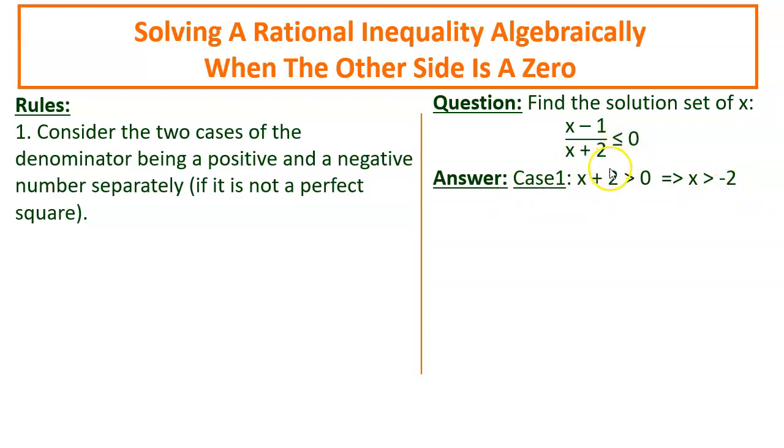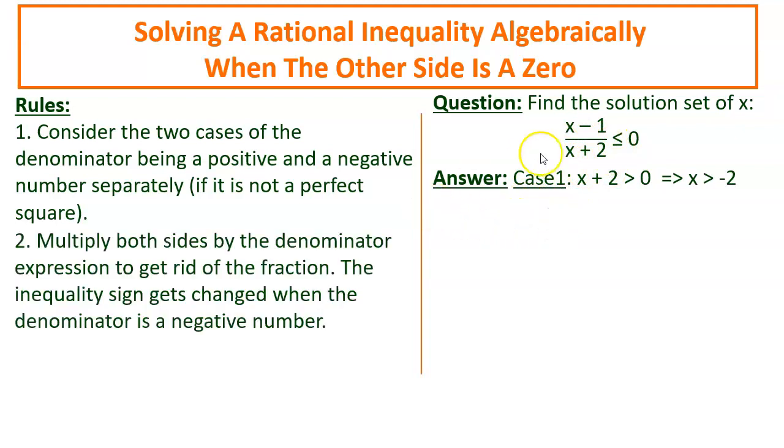So now, since we know that x plus 2 is greater than 0, we will be getting rid of this denominator by multiplying both sides by this denominator expression. That is rule number 2. That is what rule number 2 says: multiply both sides by the denominator expression to get rid of the fraction.